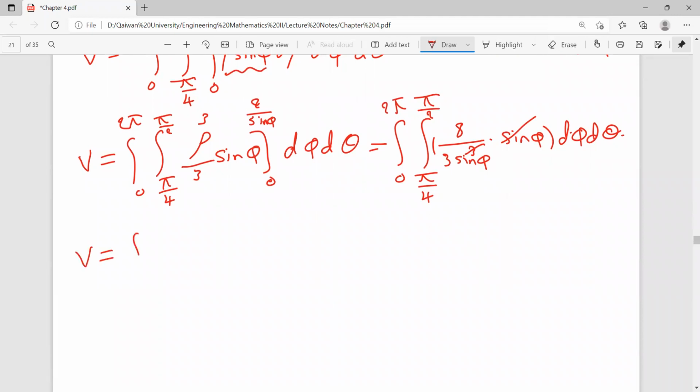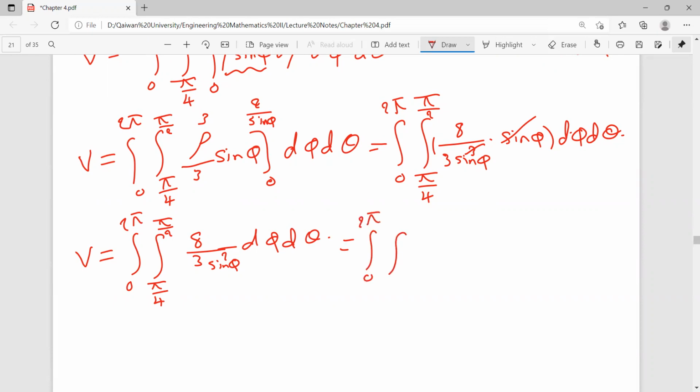So V is the double integration from 0 to 2 pi, and from pi over 4 to pi over 2, of 8 over 3 sine phi squared d phi d theta. Here 1 over sine squared of phi is cosecant squared of phi. It equals the double integration from 0 to 2 pi, and from pi over 4 to pi over 2, of 8 over 3 cosecant squared of phi d phi d theta.